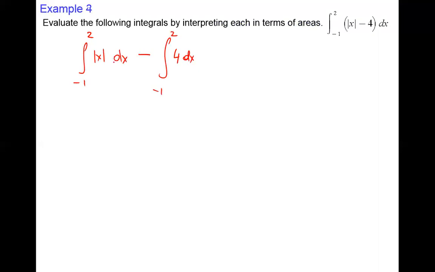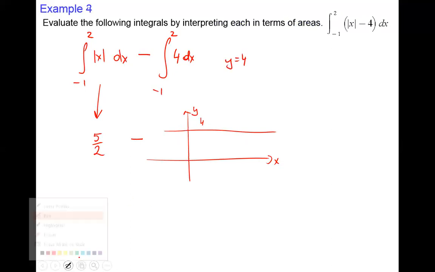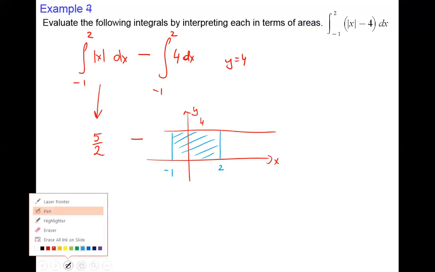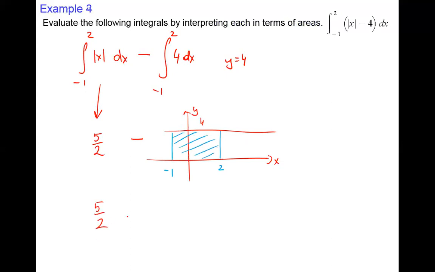And then I can take care of the first one, which actually is my integral from the previous problem. And I think we got 5/2. And the integral of the constant, it's also a beautiful concept because it is a constant function, right? Y equals 4, just the horizontal line. And we can cut the limits from -1 to 2. And we do have just the rectangle.